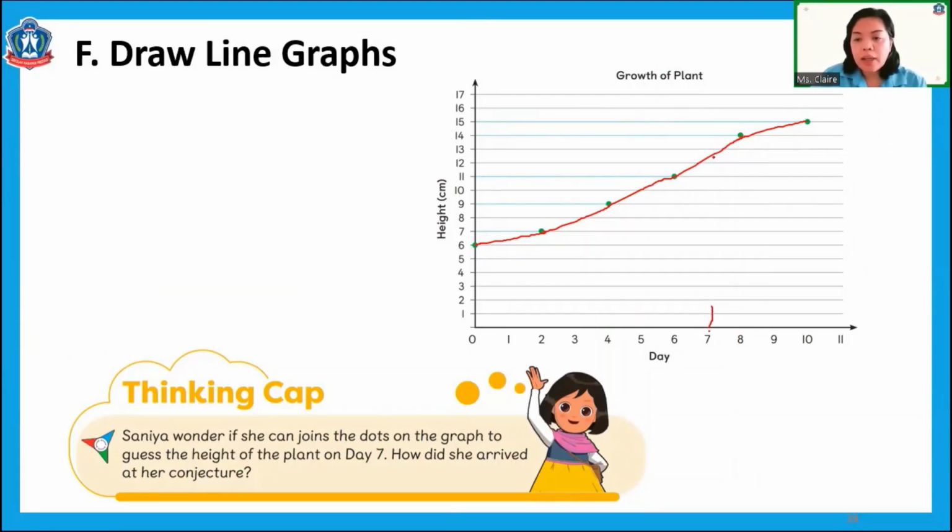In your book, children, you can have this one. You can use a ruler. Use a ruler so you can find it correctly. Then try to find out what is the height of the plant on day 7. Now, in this dot plot, if we connect the dots on the graph, it will become now a line graph.